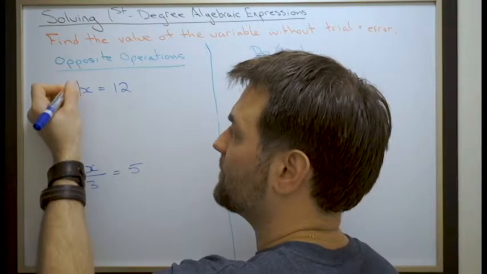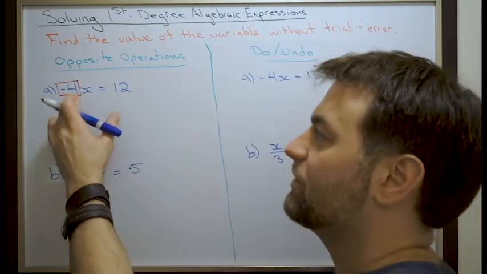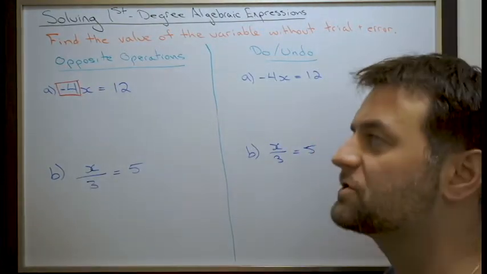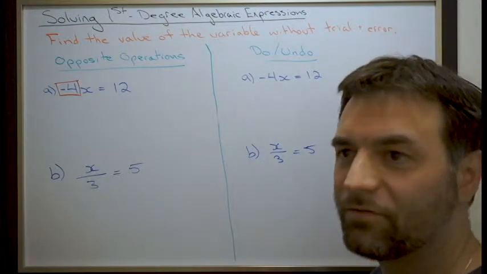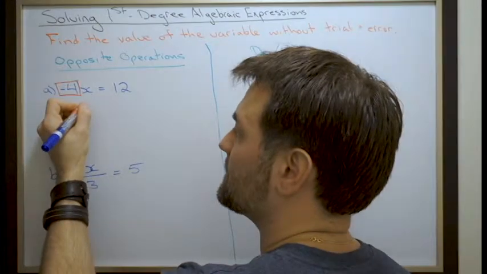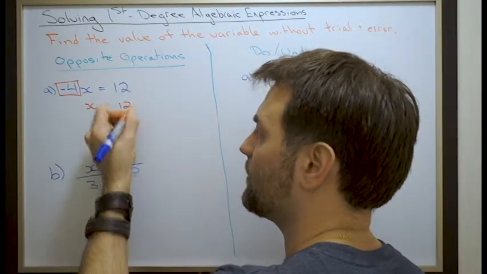So we have x being multiplied by -4 in this case. So -4 times x equals 12. So it's the opposite operation of multiplying by -4, it's dividing by -4. So I need to divide this -4 on the other side. So I have x equals 12, staying where they are.